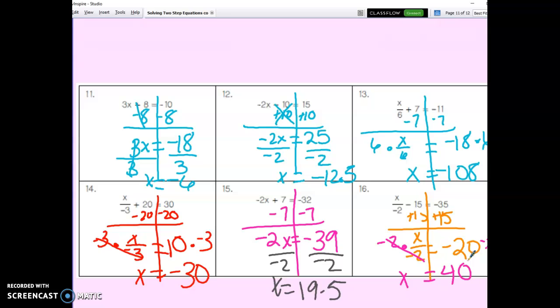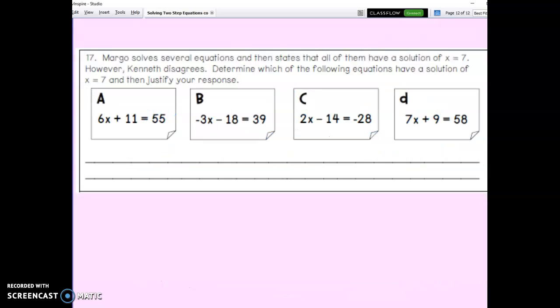Let's see, there's one more page. Alright, so now we're looking at this problem. It says Margot solved several equations and then states that all of them have a solution of x equals 7. However, Kenneth disagrees. Determine which of the following equations have a solution of x equals 7, and then justify your response.